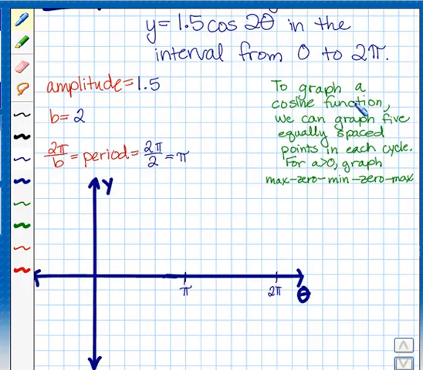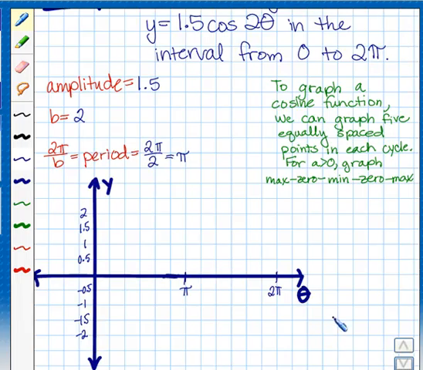To graph a cosine function, we can graph 5 equally spaced points in each cycle. So for a greater than 0, we want to graph our maximum, 0, minimum, 0, maximum. The first thing we need to do, I've drawn the axis and labeled the theta axis, pi and 2 pi, so I've figured out our scale. Now we need to use our amplitude to figure out our scale for the y-axis. Since our amplitude is 1.5, I'm going to go by 0.5. So I have 0.5, 1, 1.5, 2, and negative 0.5, negative 1, negative 1.5, negative 2.